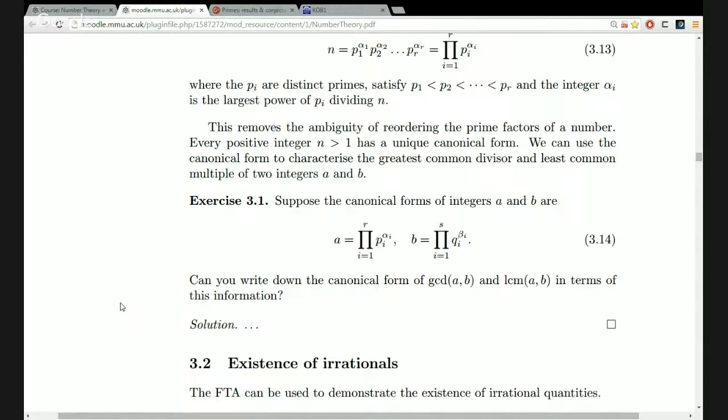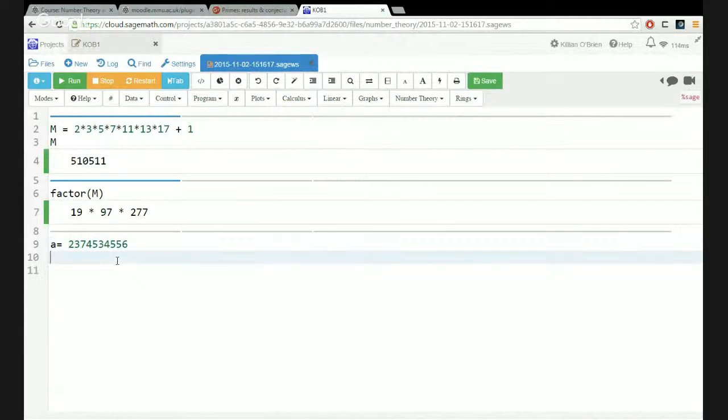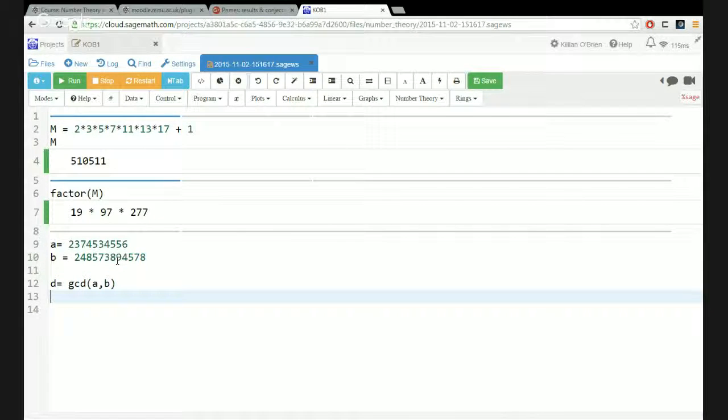I'll skip the scans afterwards as normal. So let's go back to the computer on this. So we'll give ourselves a random A, and I'll make them large. Landed one with a 6 and one with an 8, so they'll have a GCD of at least 2, both even. D will be equal to the GCD of A and B. E will be equal to the LCM of A and B.